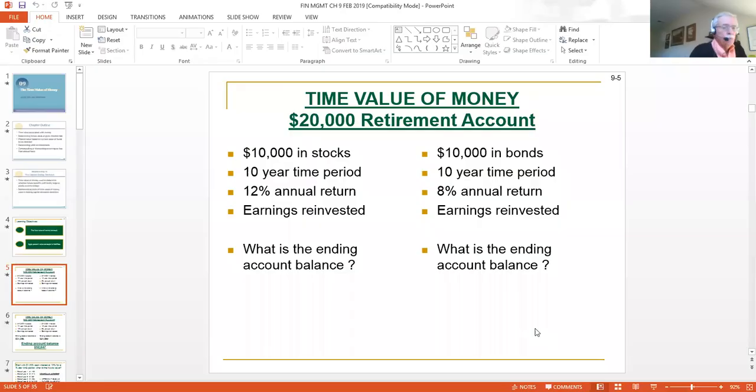And we will try to solve some problems. So please have Excel open. And we're going to start by taking $10,000. These are two examples.